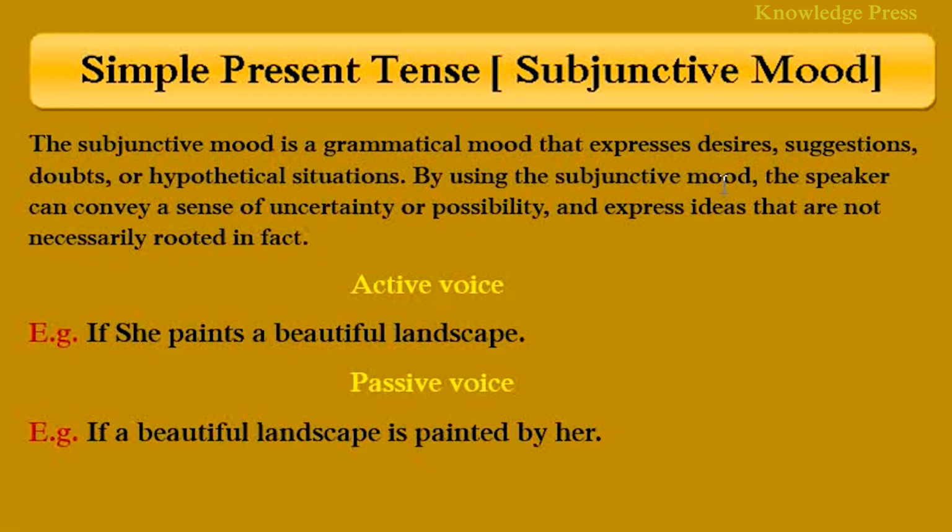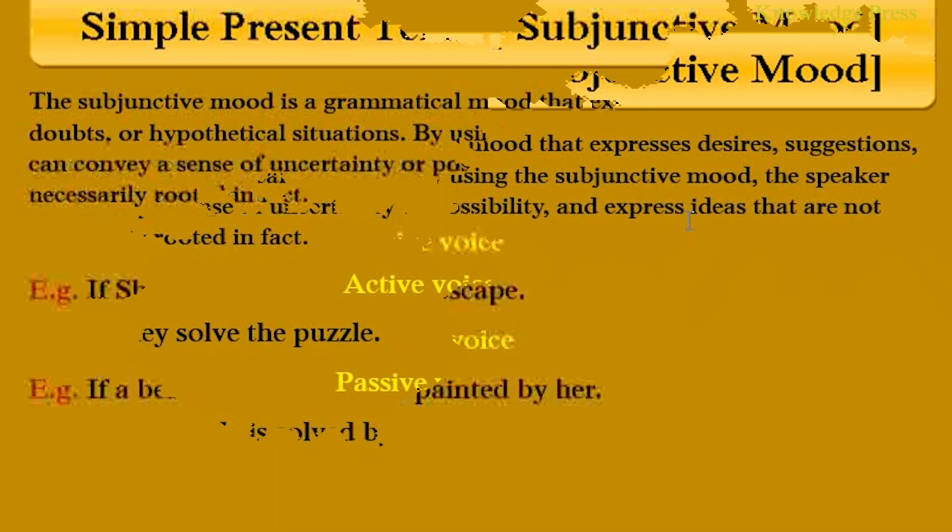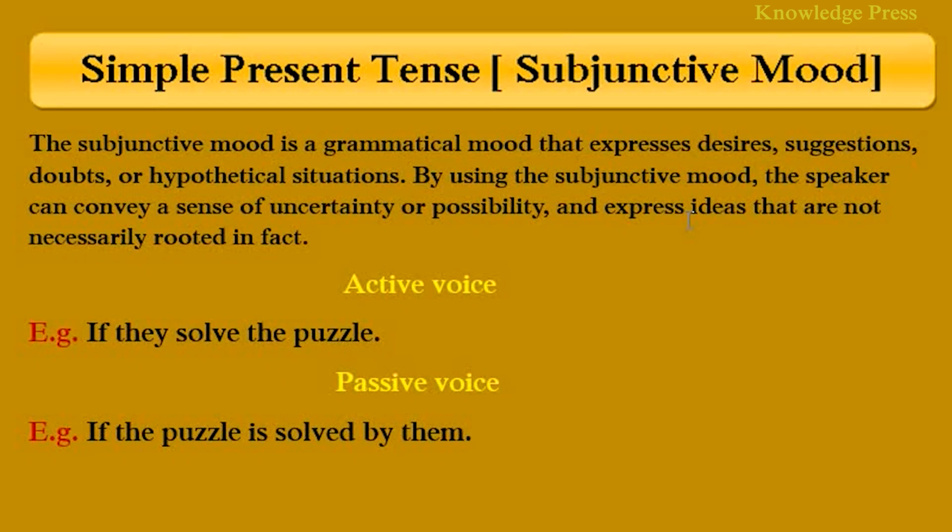Next example, active voice: if she paints a beautiful landscape. Passive voice: if a beautiful landscape is painted by her. Next example, active voice: if they solve the puzzle. Passive voice: if the puzzle is solved by them.